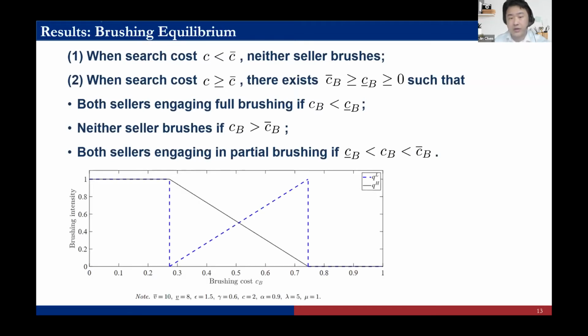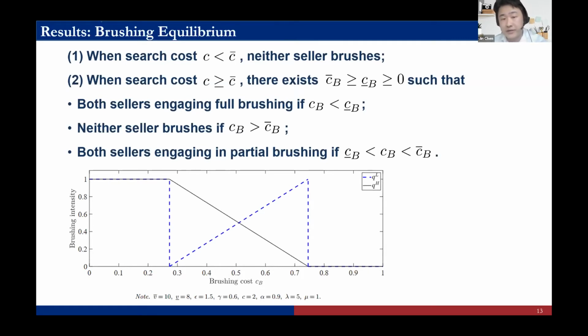In particular, when the brushing cost is intermediate, the H seller's brushing propensity decreases with the brushing cost, but the L seller's brushing propensity increases with the brushing cost. So here in this graph, the horizontal axis is the brushing cost and the vertical axis is the brushing propensity. The black solid line is for seller H and the blue dashed line is for seller L.